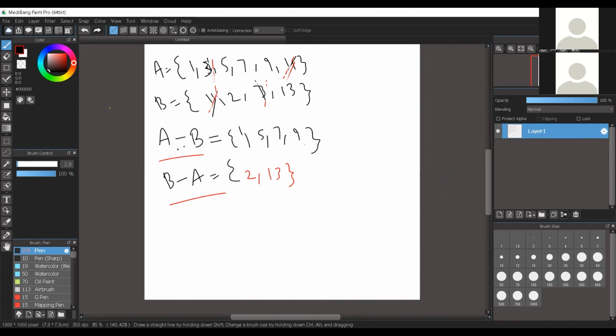Okay. We said A minus B. That means all the elements that are in B should be deleted from the elements present in A. So we have first 1. Is it there in B? No, it's not there.